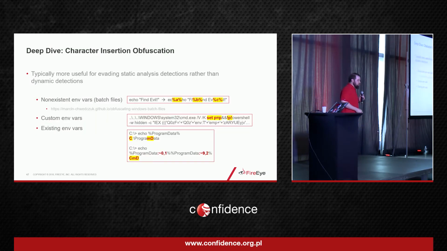This is non-existent environment variables, from an old blog post from several years ago, not mine. In a batch file, this doesn't work on the command line, but in a batch file, you can basically put non-existent dummy variables all over the place, and they'll just be resolved to nothing when the batch file actually runs. On the command line, they won't resolve, and you'll just have %A% breaking your command.